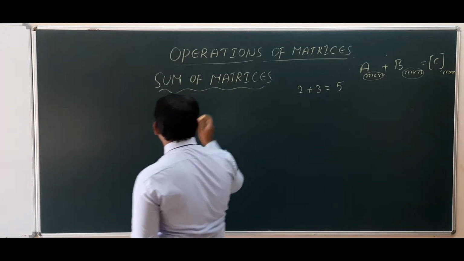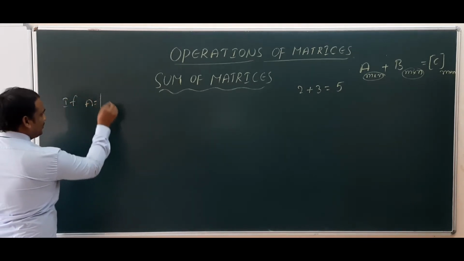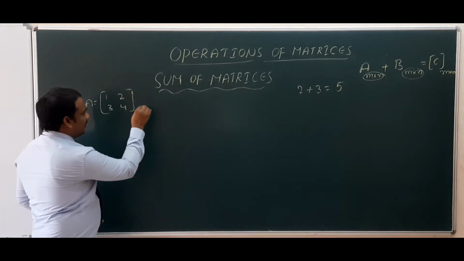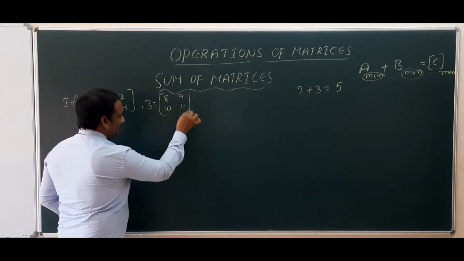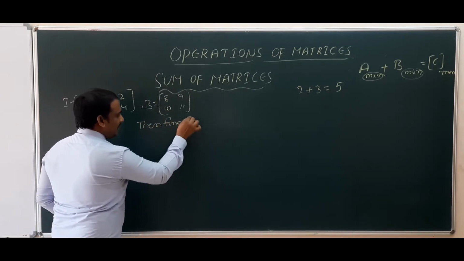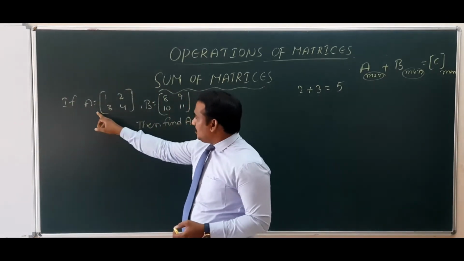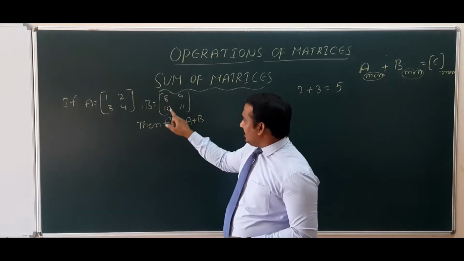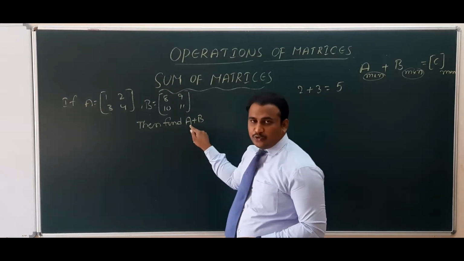Now see sum of matrices. For example, if they give the question: if A equals the matrix 1 2 3 4, this is the A matrix, and B equals 8 9 10 11, then find capital A plus capital B. That is, here you have to do the sum of two matrices.